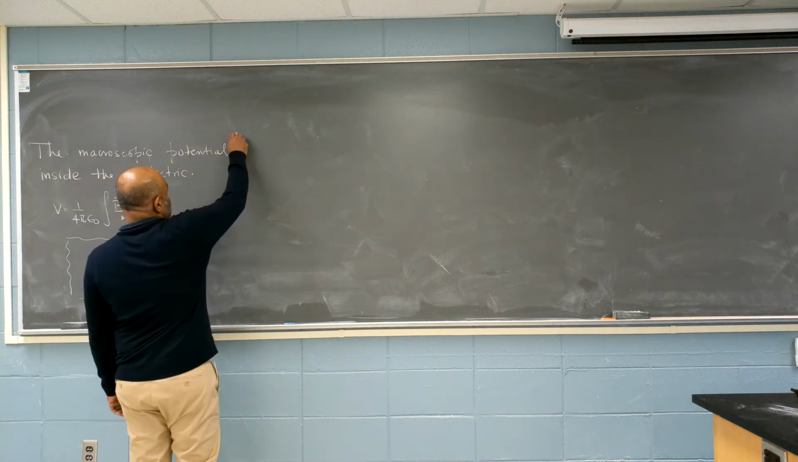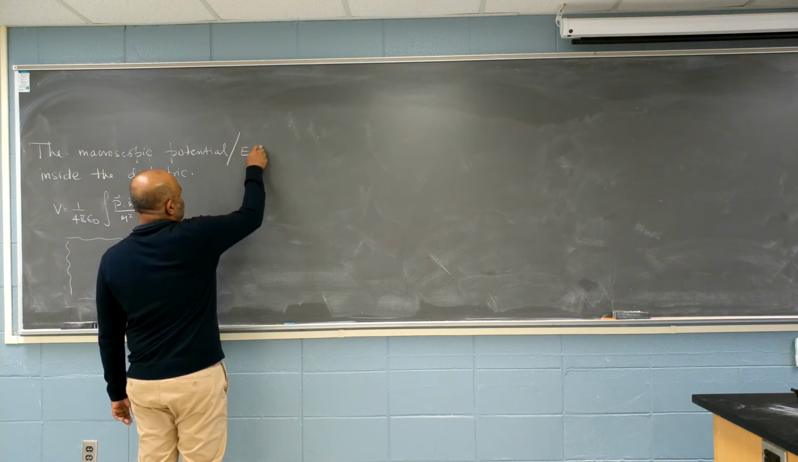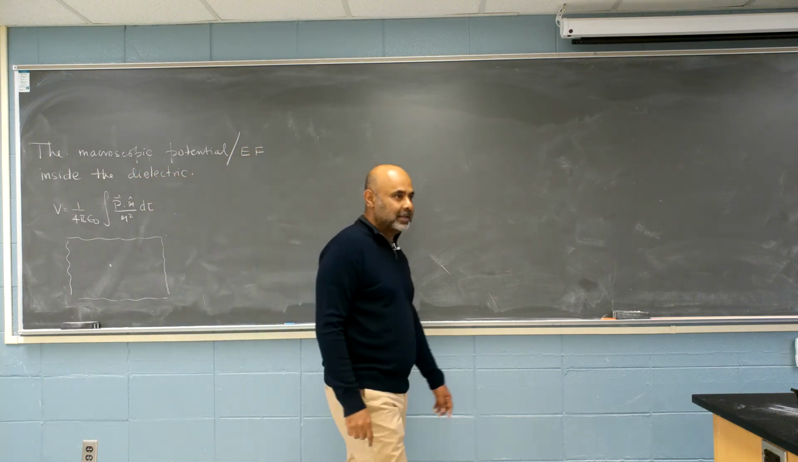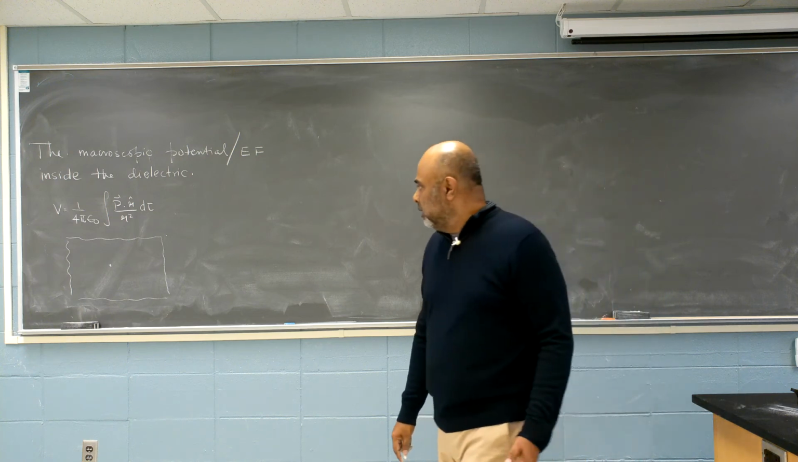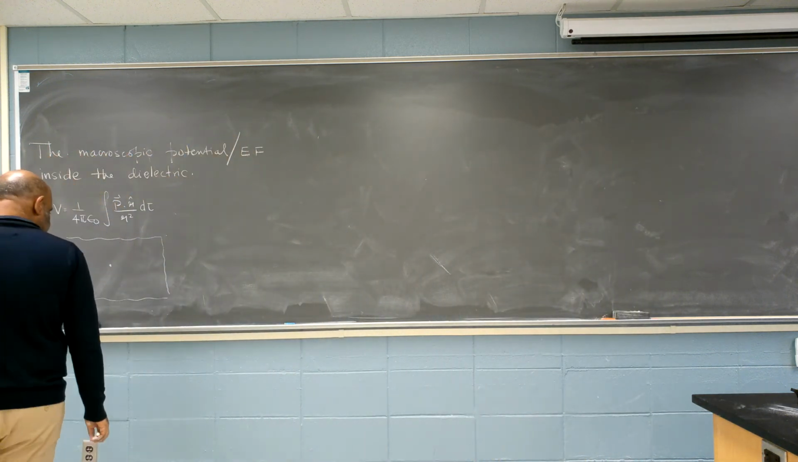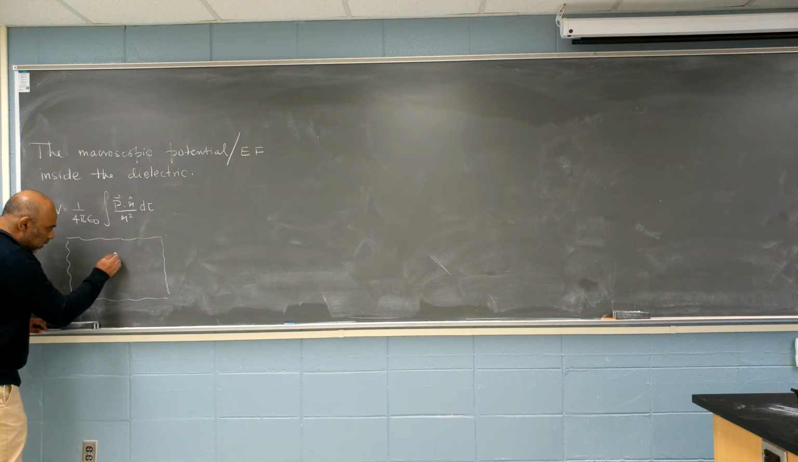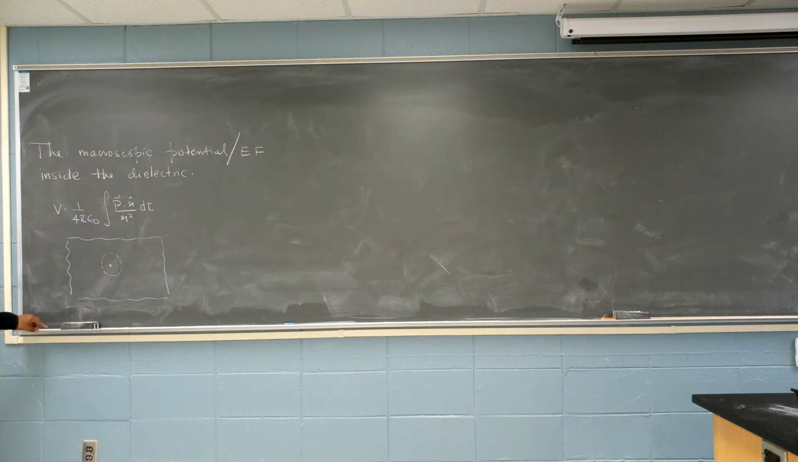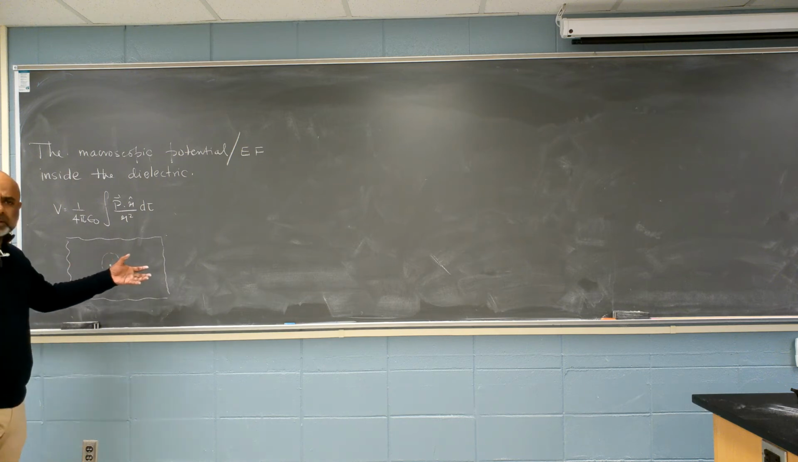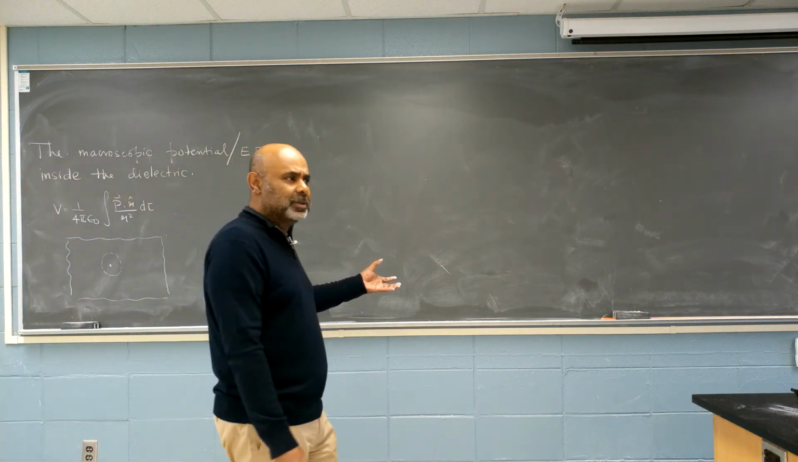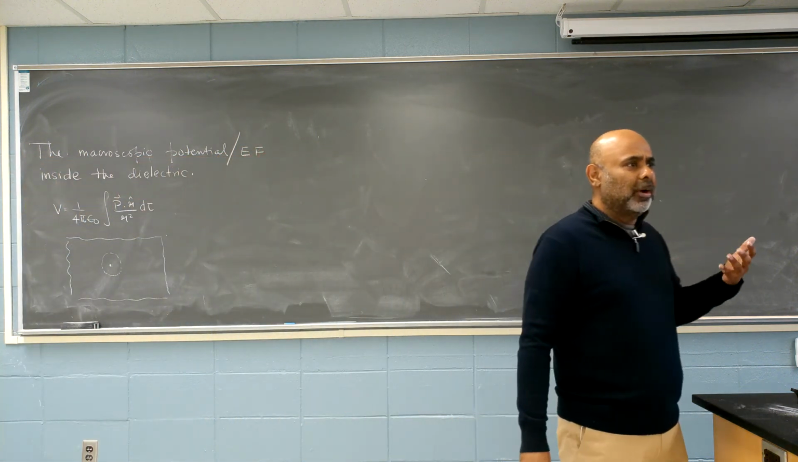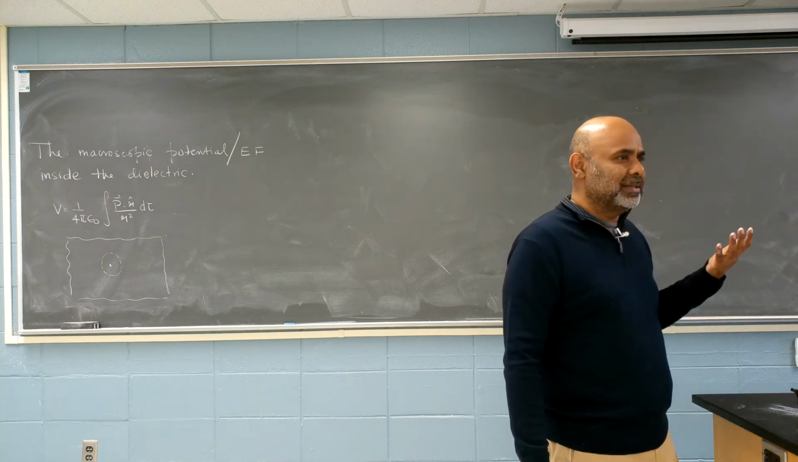Potential slash EF. Electric field is what I mean in this case, at that point. What I'm going to do is construct a fictitious little sphere around it. But the sphere is going to be very small. Still macroscopic size, just not at the scale of atoms. Atoms and molecules are 10 to the minus 9, 10 to the minus 10.